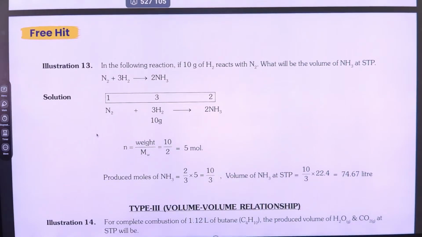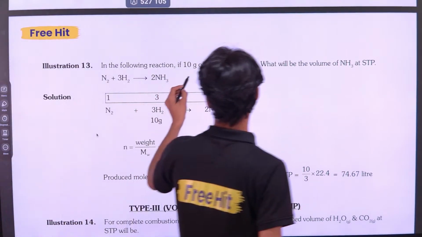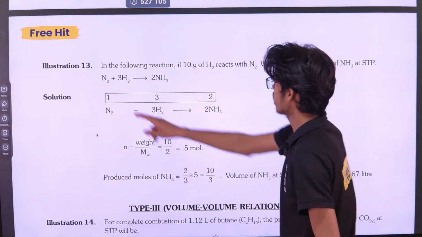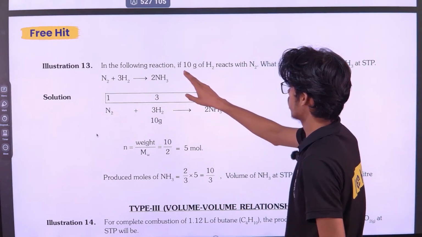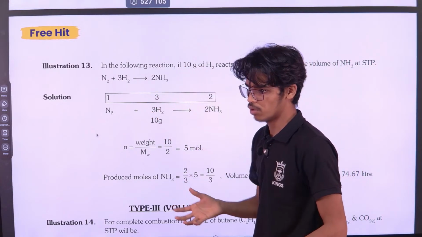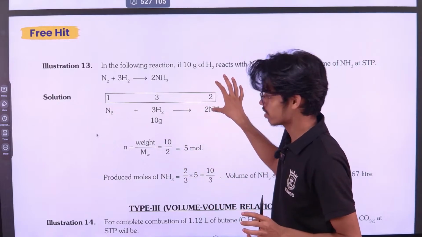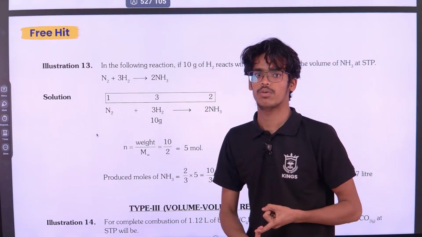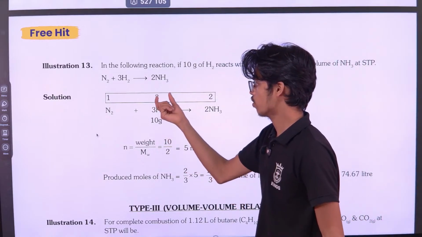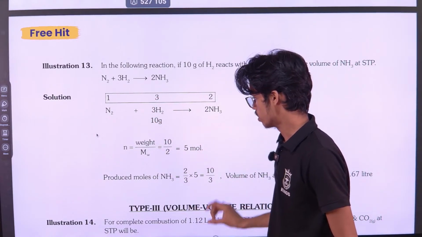I think it's again the same. In the following reaction, if 10 gram of hydrogen reacts with N2, what will be the volume of ammonia formed? 10 gram of H2 reacts with N2. So see, first of all you have to convert this 10 gram into moles. Once there is stoichiometry, always convert into moles or volumes, then only discuss something, okay. So whatever the volume, see this is 10 gram, the mole is 5 moles.